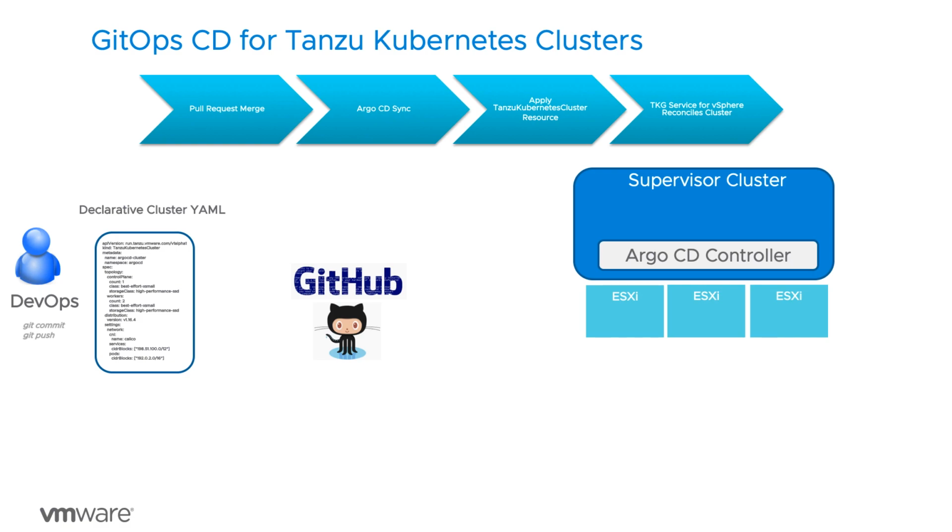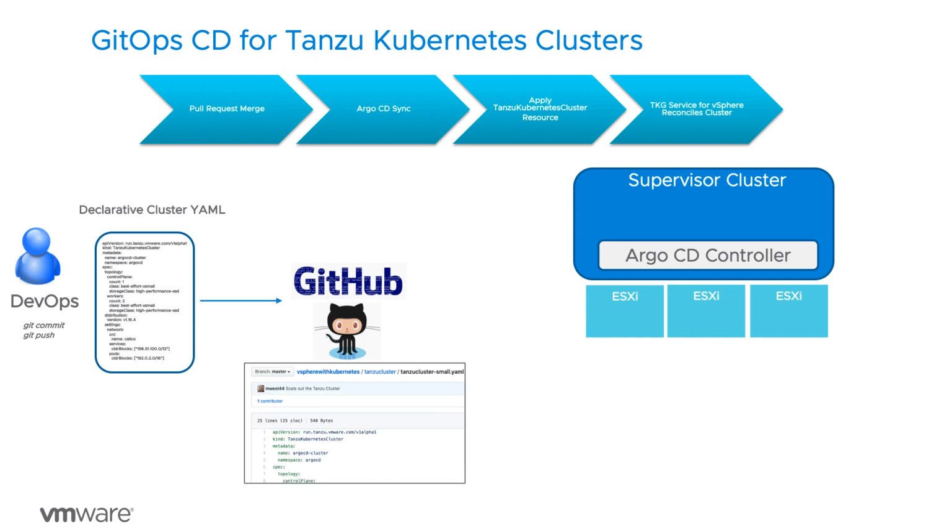Our DevOps team has a declarative YAML specification for a Tanzu Kubernetes cluster and merges the file into their Git repository. Argo CD is a continuous delivery application deployed on the supervisor cluster within vSphere. Argo has registered a webhook with GitHub to be notified when the repo changes.